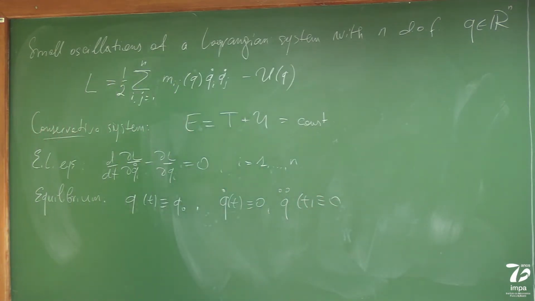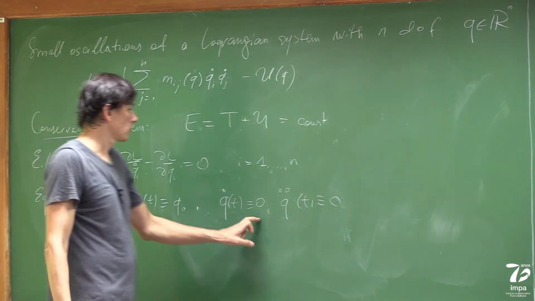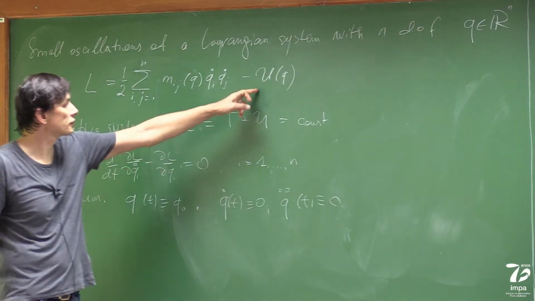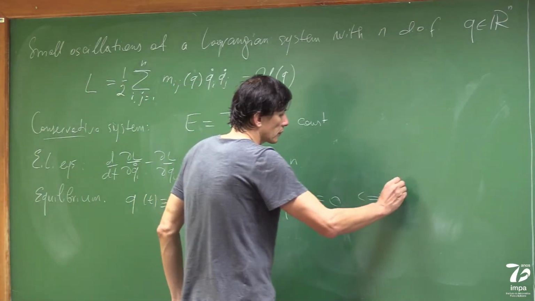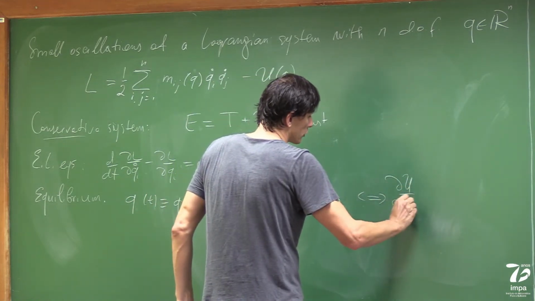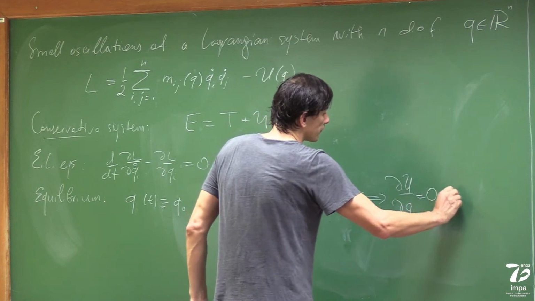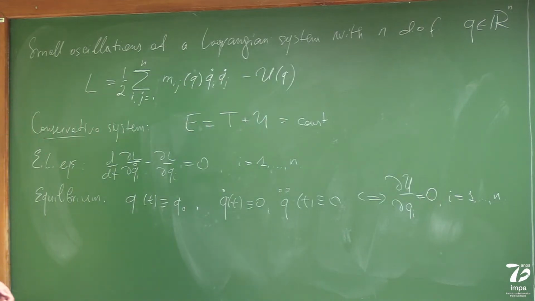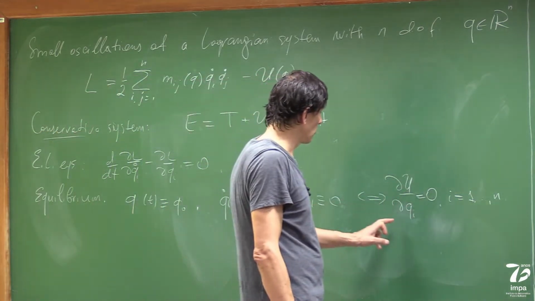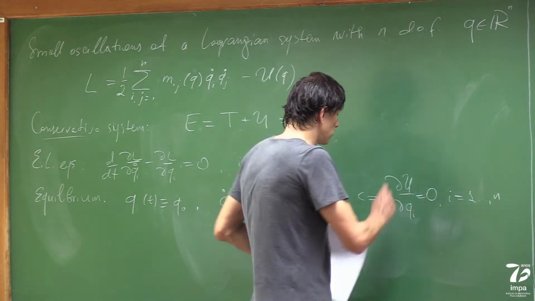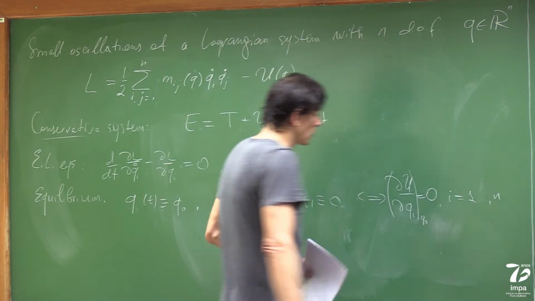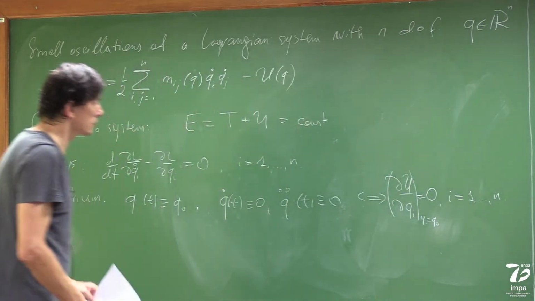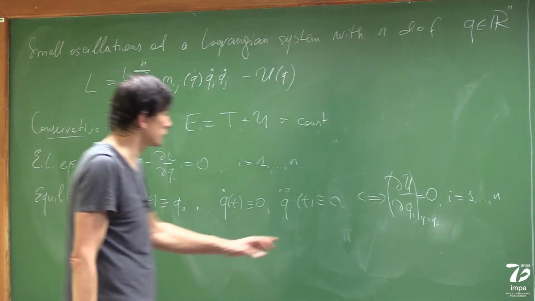And then if you substitute this form of the solution into the equation of motion, the only thing which will be left is that the derivative of the potential energy with respect to all components is 0. That's the condition for equilibrium: the equilibrium is a point q0, so q equals q0. So the condition of equilibrium is that the equilibrium is a critical point of the potential energy.